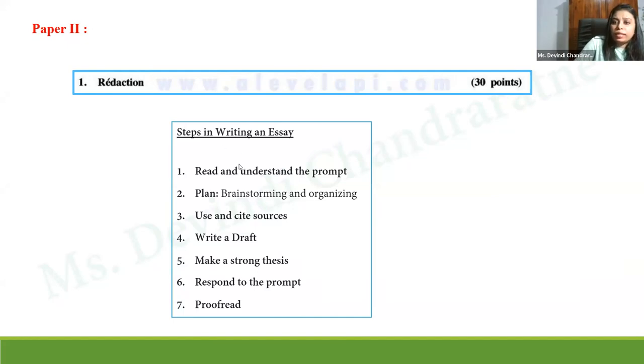So what you have to do here is brainstorm, organize, and then you can also cite things, and then you can start writing the draft. Writing the draft means you can note down the flow here, because you don't have so much time. You can't do the draft writing at the exam. So you brainstorm, organize, tackle the flow, and then you start writing.